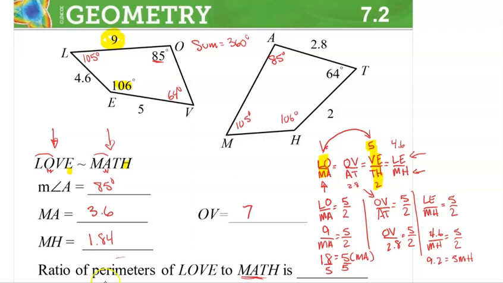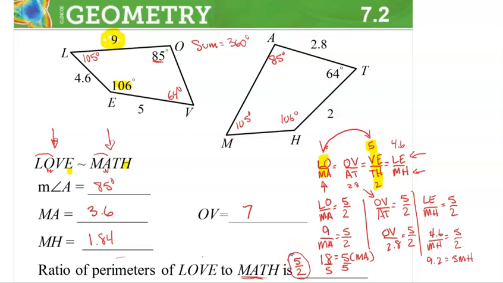Now the ratio of perimeters, this is an interesting thing because if you summed up the perimeter of LOV and MATH, did you know that the perimeter turns out being just the same thing? So LOV to MATH, the ratio of the perimeters is the same thing as the scale factors we've been using. It's going to be 5/2.